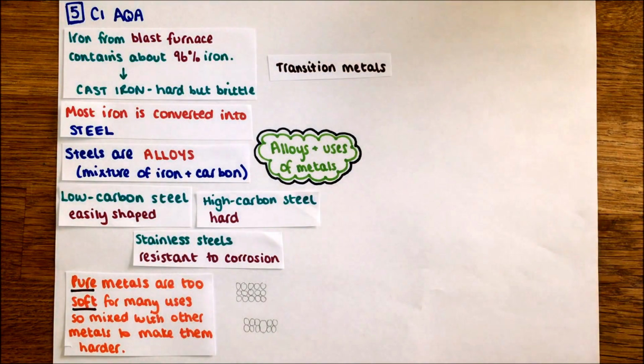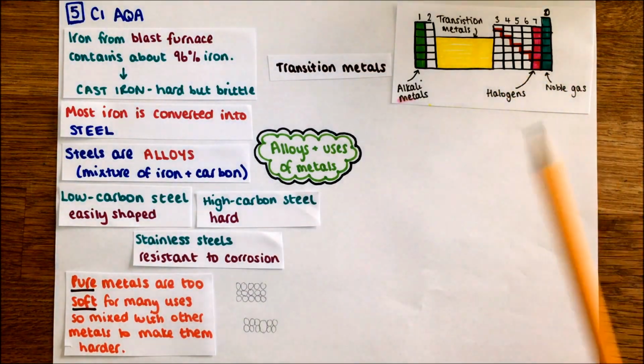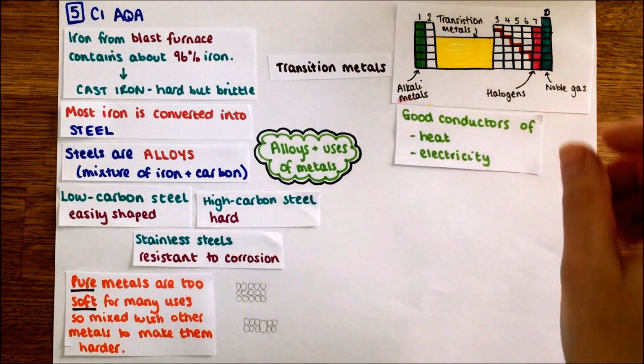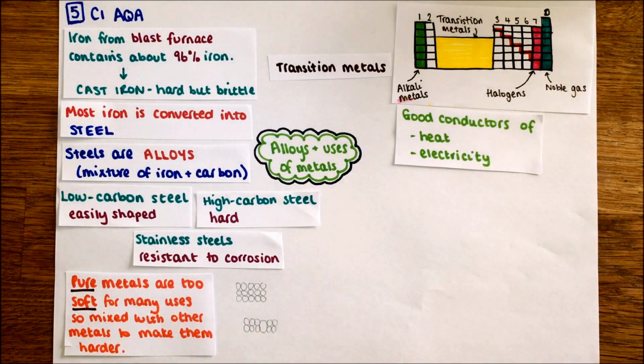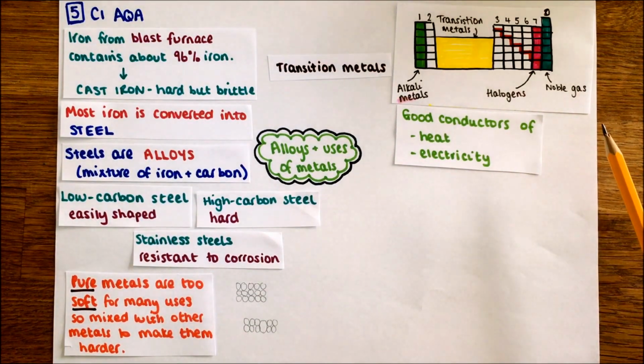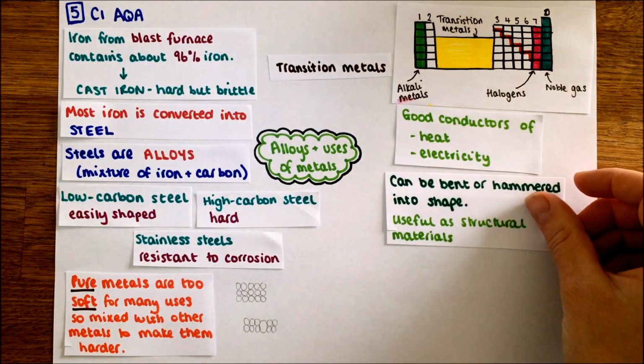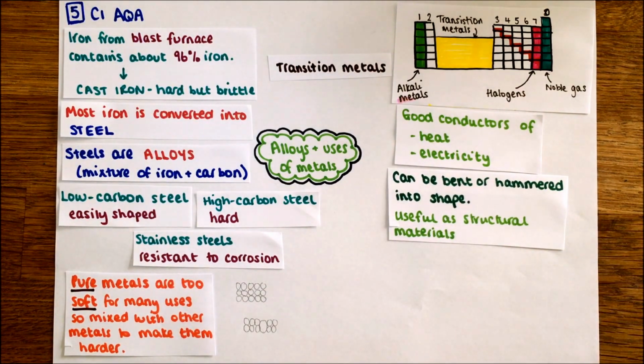If you think about the very first chapter we talked about, and we talked about the transition metal block, the block in the middle of your periodic table. Okay, they are great because they are good conductors of heat and electricity. So the metals in your computer, in your circuit boards to make those work are probably transition metals. Heat as well. So they are really good conductors of both of those things. So anything where you want to be able to conduct heat, conduct electricity, you're probably going to be using a transition metal. They can also be bent or hammered into shape. So pipe work, for example, copper pipes often made out of your transition metals. Okay, so useful as structural materials.